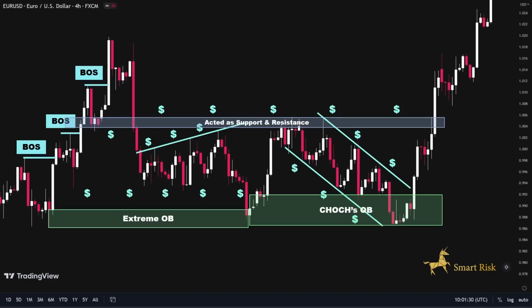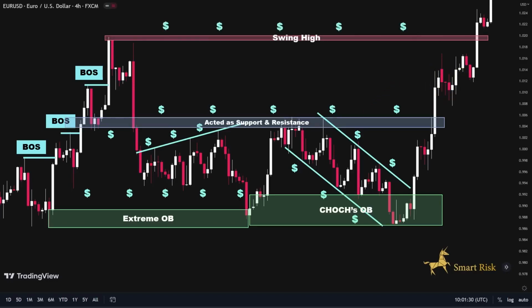Subsequently, price continued to move upward, sweeping the liquidity above this zone, and after showing a tiny retracement, pushed upside and swept the liquidity above this swing high. Let's now see how we can effectively utilize liquidity zones to set up trades in the market.